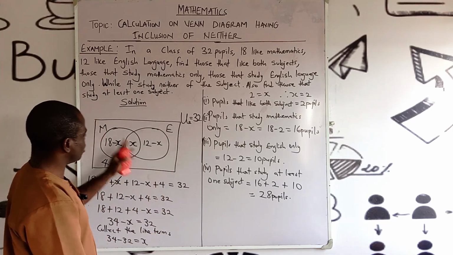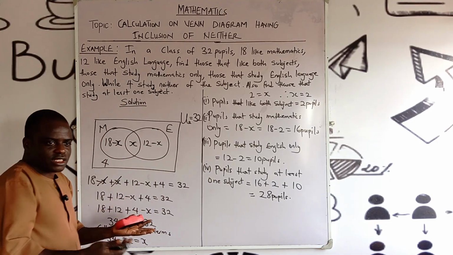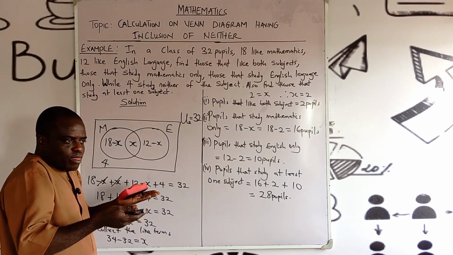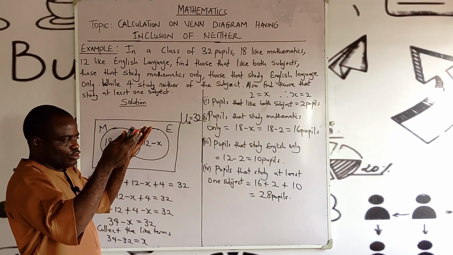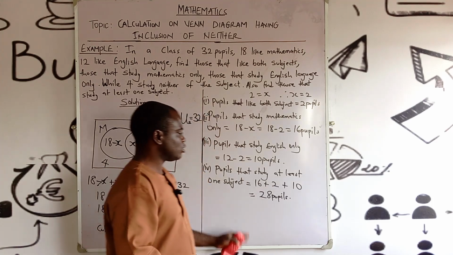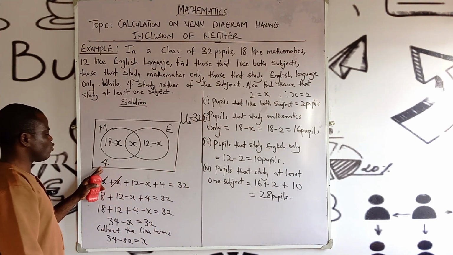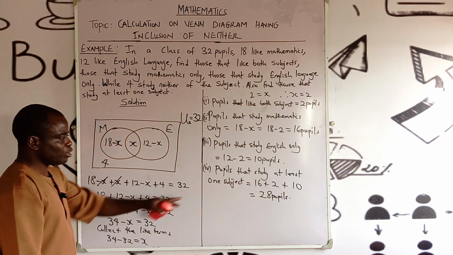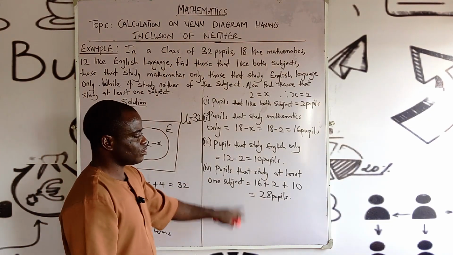Person can come like that, since they are more, at least one subject, that is from one and above. 16 is more than 1, 2 is more than 1, 10 is more than 1. You add them together. You cannot add 4 because 4 study neither of the subjects. They will not be included in the addition.